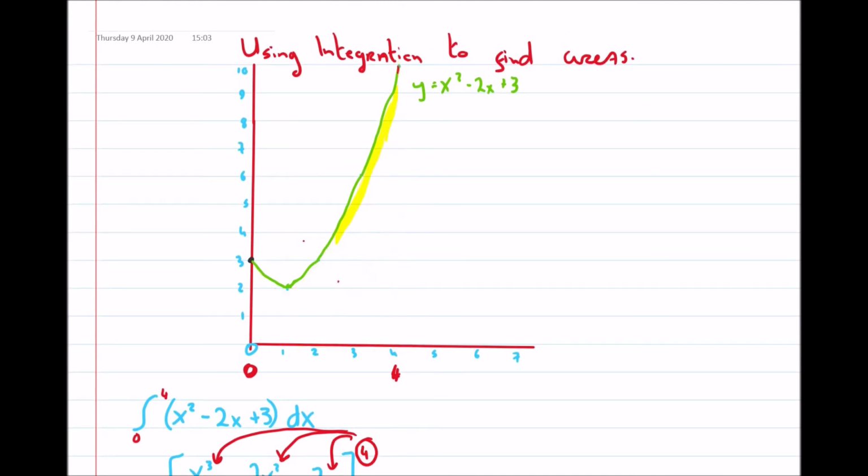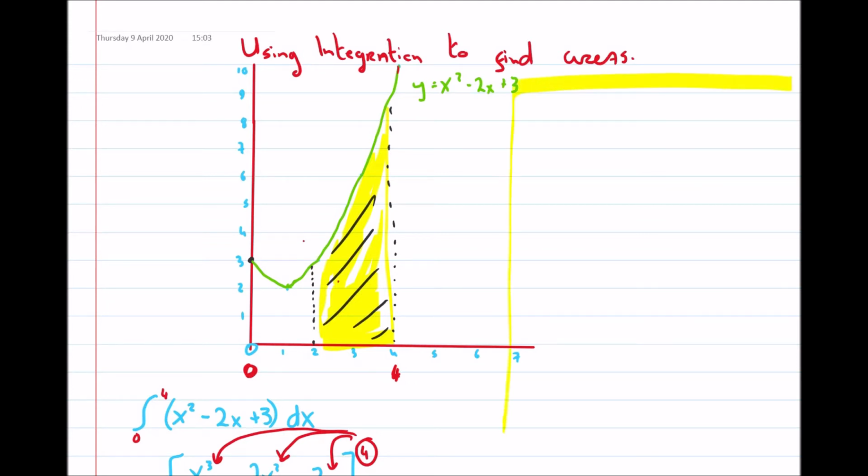Okay, let's look at it again. This time I want to get the area from x is 2, so here, up to x is 4. So I want to get the area of all this, not this bit. I'll just put it in yellow. I do that over here.